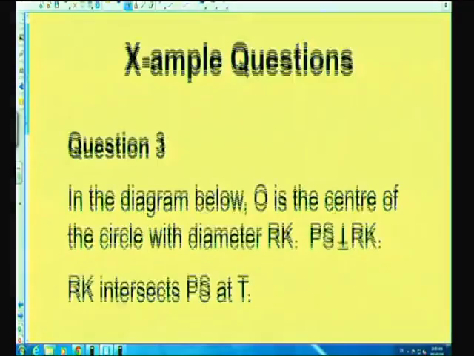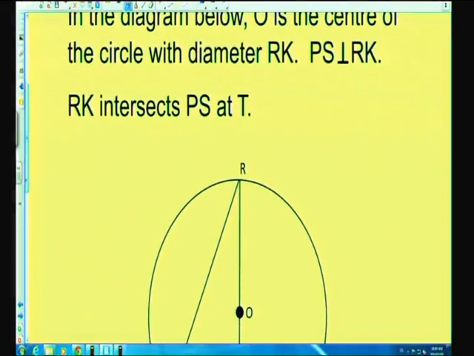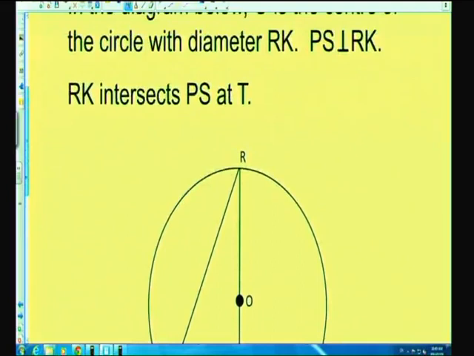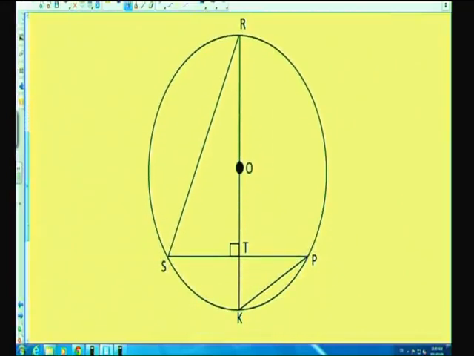In the diagram below, O is the center of the circle with diameter RK. PS is perpendicular to RK. So let's fill in what we know on the drawing. They're telling me O is the center. I think they've made it clear. They've told me RK is the diameter. And they've told me that PS is perpendicular, and it's marked in beautifully for me, so I don't have to worry. Then they tell me RK intersects PS at T. So that's fine. That's all marked in on the drawing. So we've got very little to worry about here.